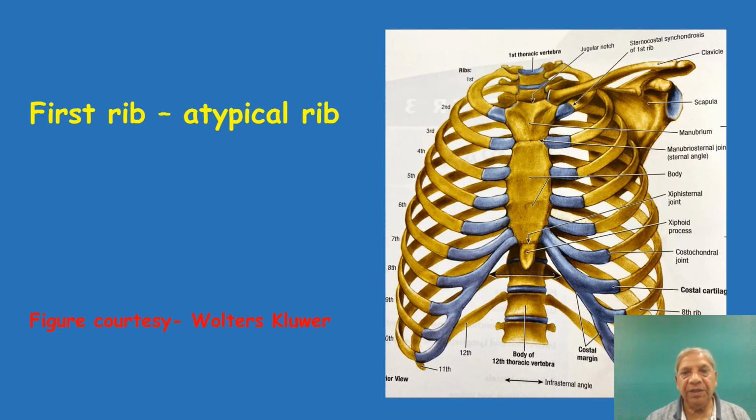Now, the first rib, as we have seen in our last video, is classified as an atypical rib because its anatomical features don't resemble any other rib. This is the shortest rib, a flat rib, and it doesn't show any twisting, which is the peculiarity of the other ribs. So we will learn about the various parts of the first rib and the questions based on it.